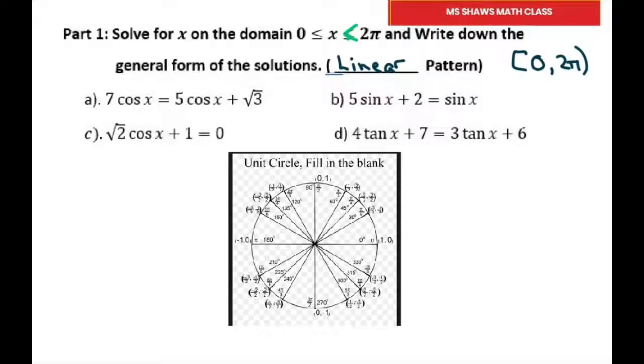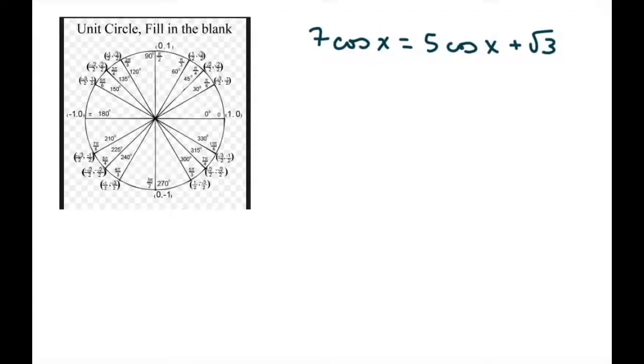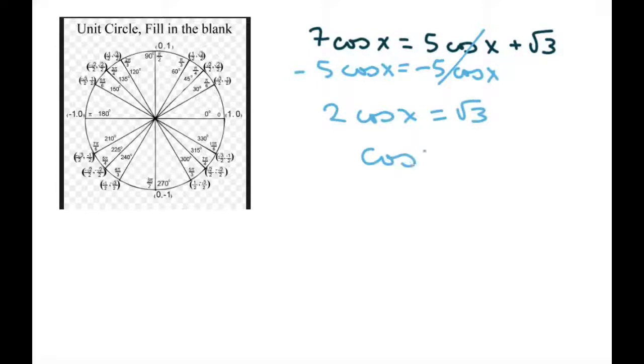So we get started. We have this first one, so we want to solve for x. I'm going to put my cosines on the left side of the equation, so subtract 5 cosine of x on both sides. So that goes away, and you get 2 cosine of x equals square root of 3. And then cosine of x equals square root of 3 over 2. Remember, cosine is your x value. So if you go look at the unit circle, where is cosine square root of 3 over 2?